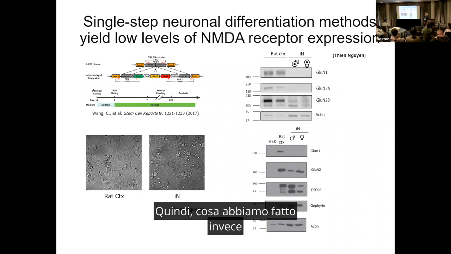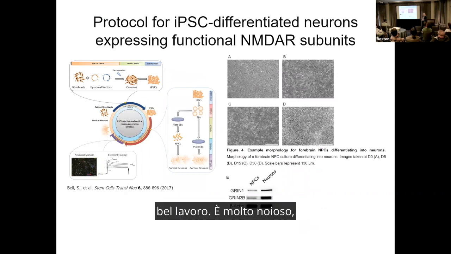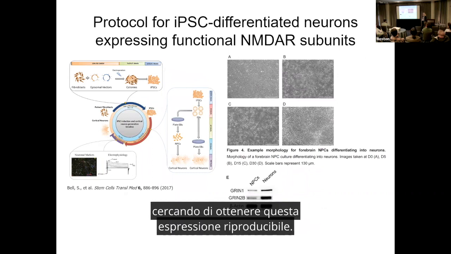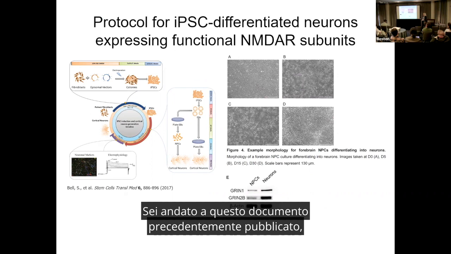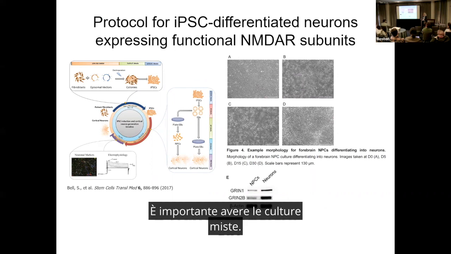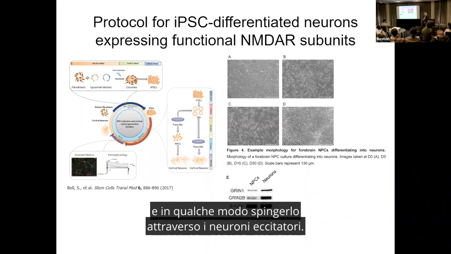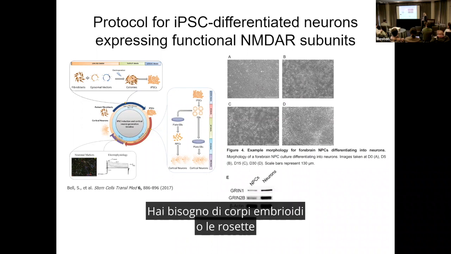So what we've done instead is try to come up with a longer protocol. Sahin is in the audience, my staff scientist. Beautiful work. It's very tedious, trying to get this reproducible expression. And what seems to be key, he went to a previously published paper, is that you need to have this multi-step process. It's important to have the mixed cultures. If you just do the one factor and push it through to excitatory neurons, you're missing something. You need the embryoid bodies, or the rosettes seem to be an important intermediate.